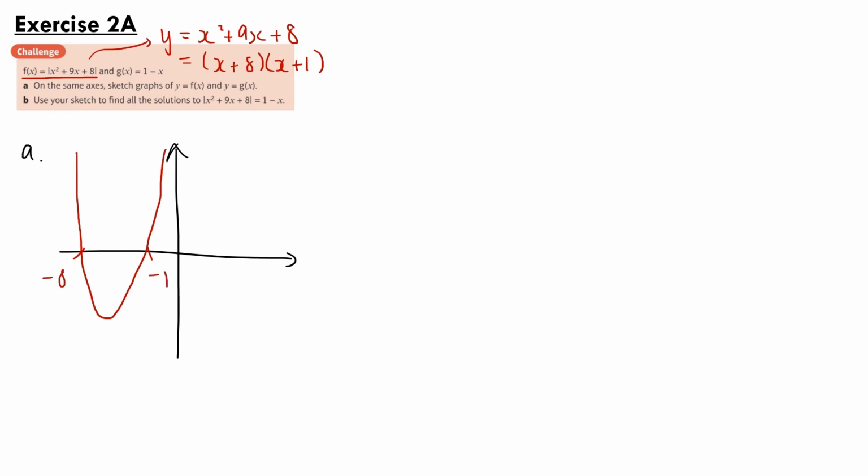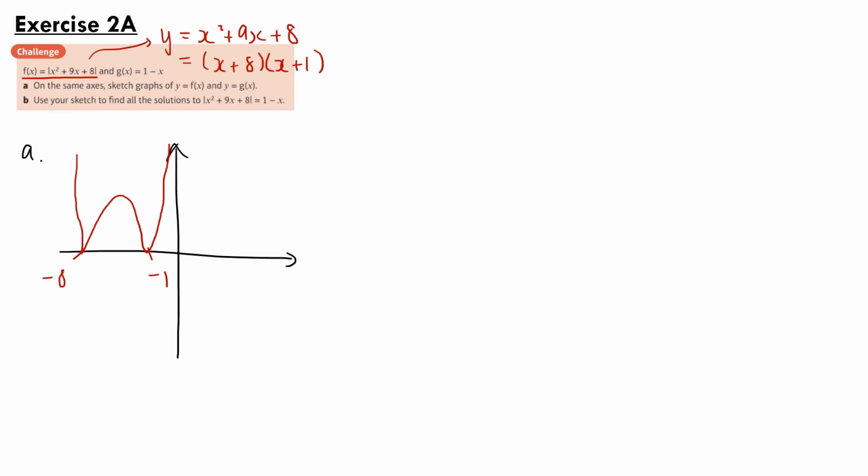Okay. Now to turn this into a modulus graph, all we do is reflect everything underneath the x-axis above it. So that'll look something like this. Here we're fine, and then here we're going to reflect, and then here we're fine. Okay, so that is our modulus graph.